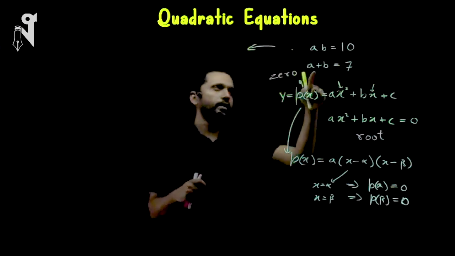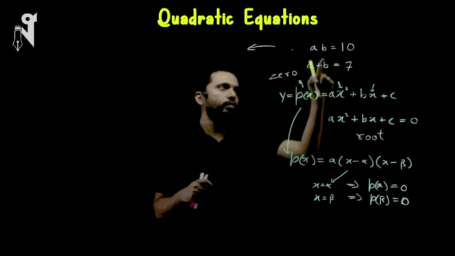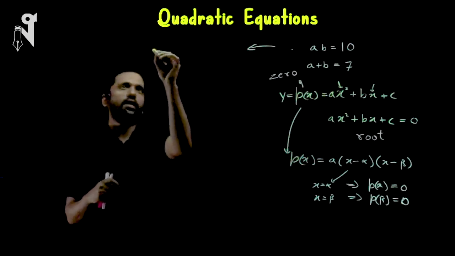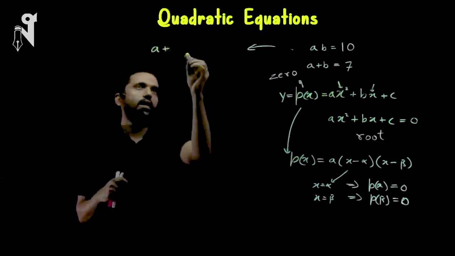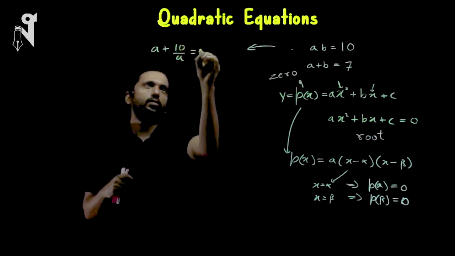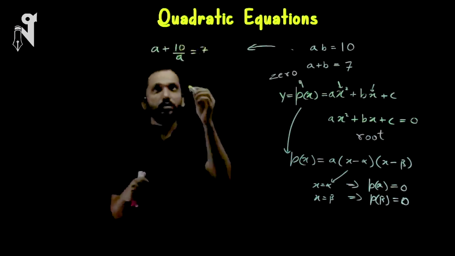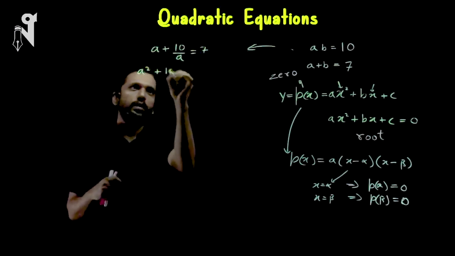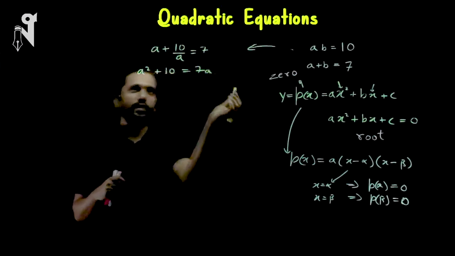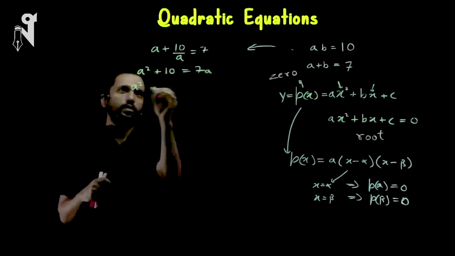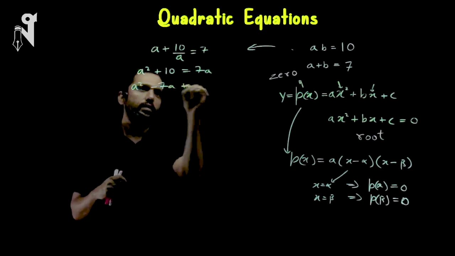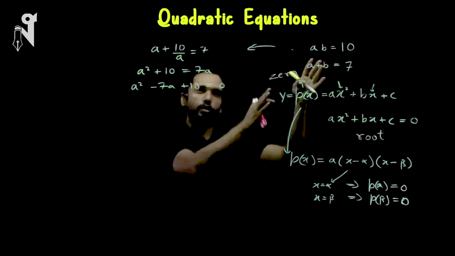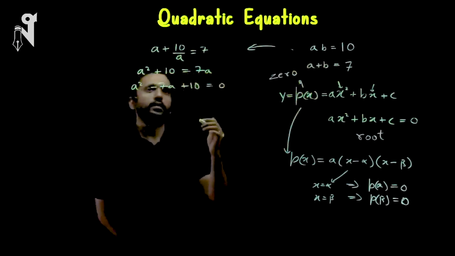This is what has been happening all the time with the questions you have encountered till now. When I'm trying to solve this, let me just substitute the b value in terms of a over here. So b is 10 by a, and I'll put it in equation number 2. What I get is a plus, instead of b, I'll write 10 by a is equal to 7. Now if I multiply by a all over, I get a square plus 10 is equal to 7a. If I take everything on one side, it is a square minus 7a plus 10 equal to 0. That's your quadratic equation.